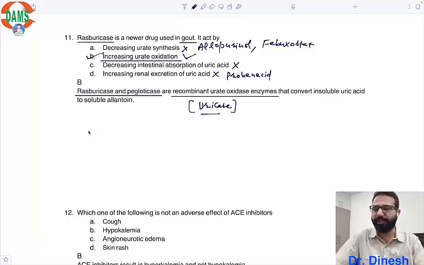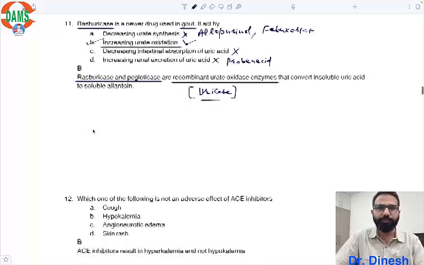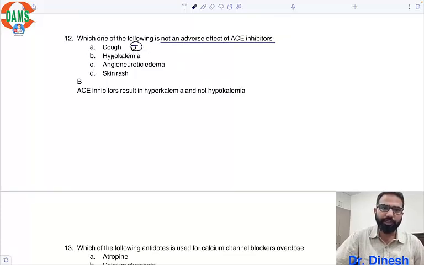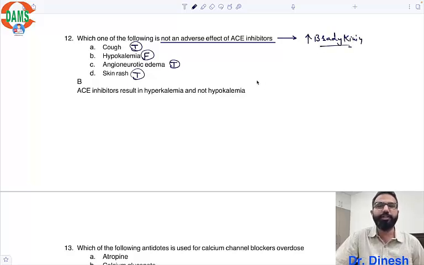The same applies to pegloticase also. Then comes the next question. Which one of the following is not an adverse effect of ACE inhibitors? Cough, that is true. Hypokalemia, that is false. Angioneurotic edema, that is true. Rash, that is true. Because ACE inhibitors increase bradykinin, and due to increased bradykinin there is inflammation. That can lead to cough, angioneurotic edema, and skin rash.